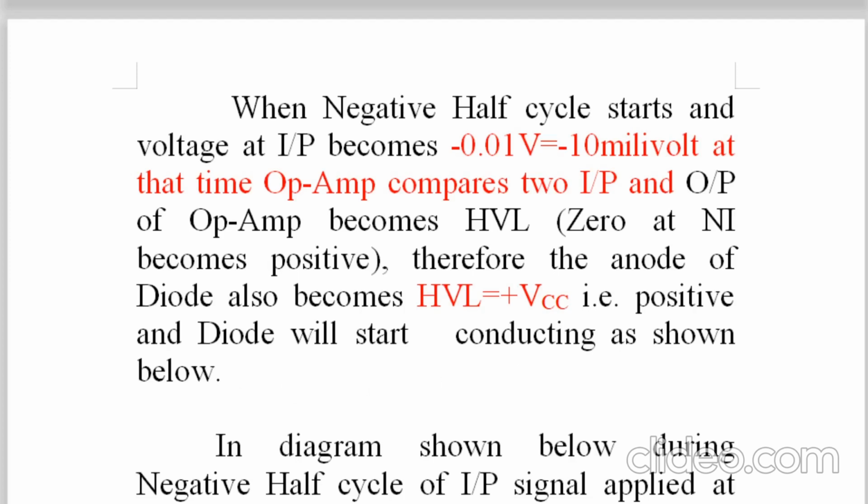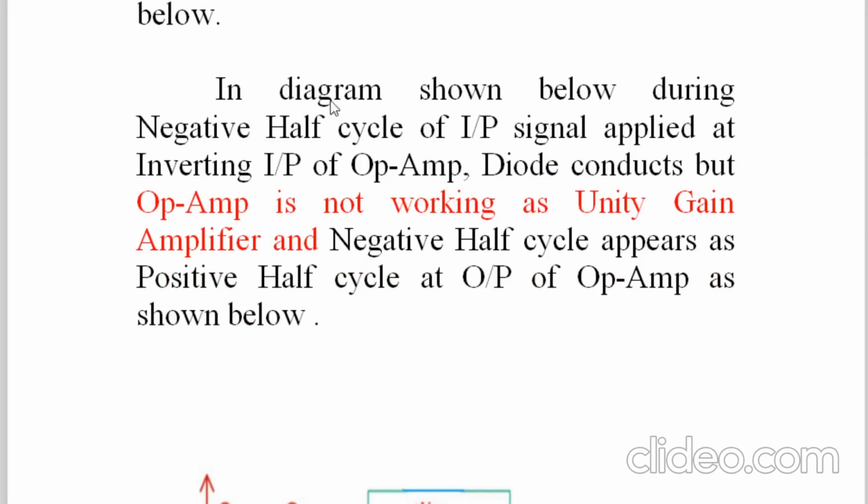So whatever I explain, it is written over here. You can stop the slide and read it again. In the diagram shown below, during the negative half cycle of the input signal applied at the inverting pin of the op-amp, that is the negative pin, the diode conducts, but the operational amplifier is not working as a unity gain amplifier, because we applied the input to the inverting. In a unity gain amplifier, input is applied to non-inverting and output is fed back to the inverting. So I hope you understood that.